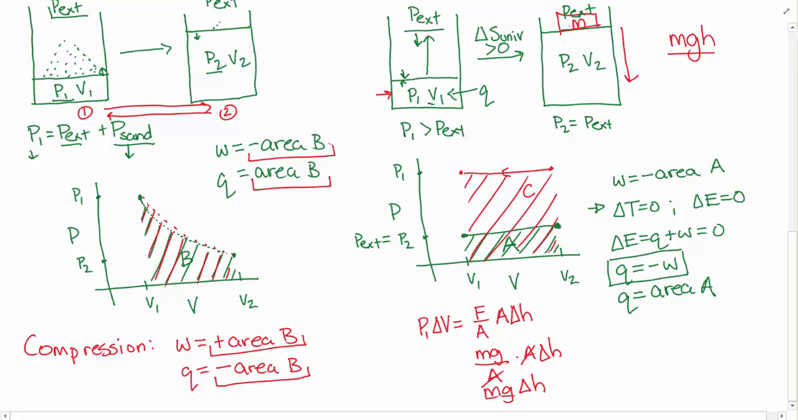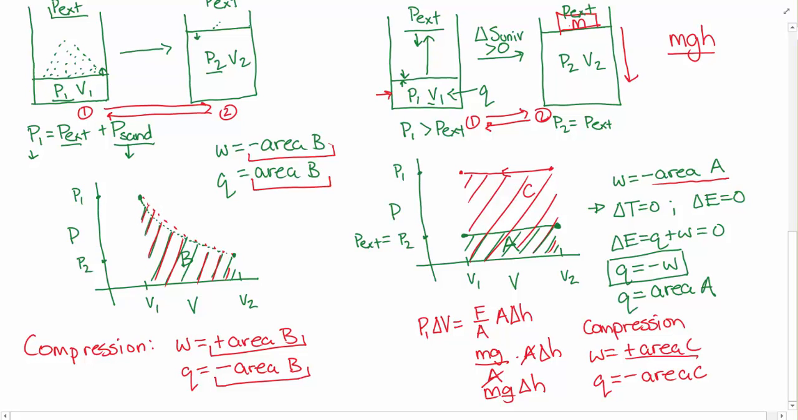So for the compression here, the work is equal to positive area C, and the heat is equal to negative area C. We can see quite clearly that area C is larger than area A, and so in the cycle, thinking of going from 1 to 2 and back to 1, the work done by the system in the expansion is less than the work done on the system in the compression.